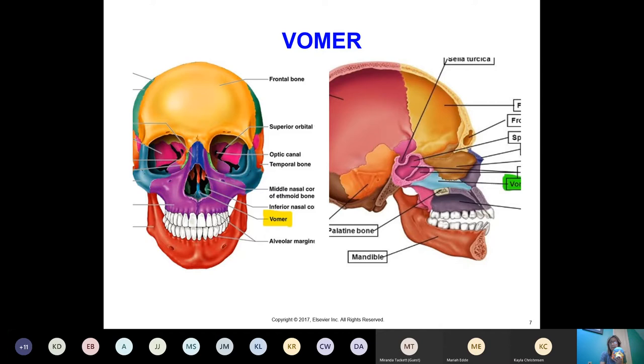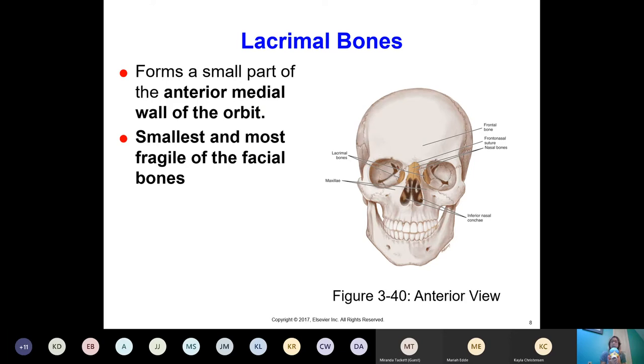You have your lacrimal bones. They form a small part of the anterior medial wall of the orbit. So when you're looking at this, if you see "anterior medial wall of the orbit" on a quiz, you're going to get a little bit overwhelmed. Break down your words. What does anterior mean? Somebody answer. Front. Okay. And medial? Middle. Closer to the middle. So you're going to be at the front and closer to the middle wall of the orbit.